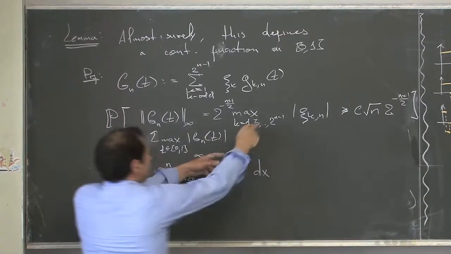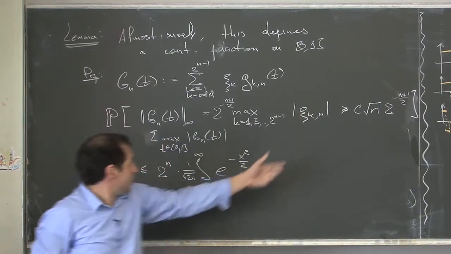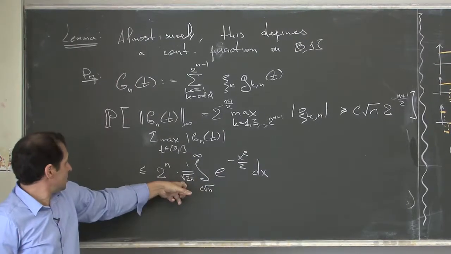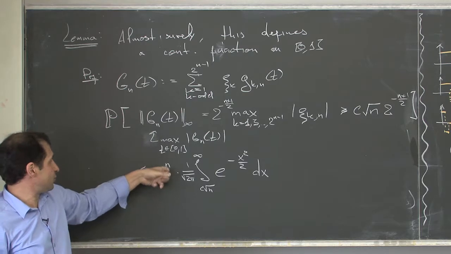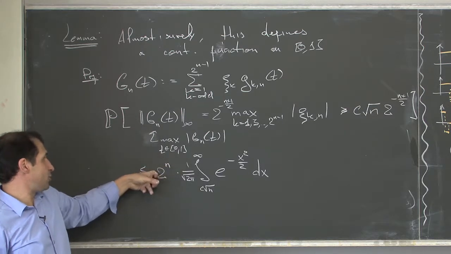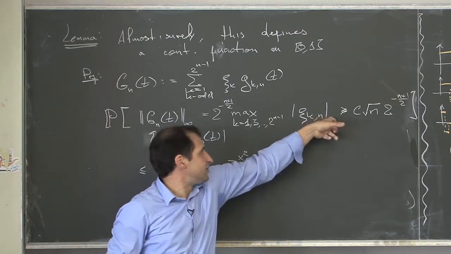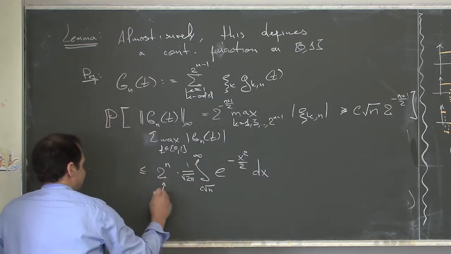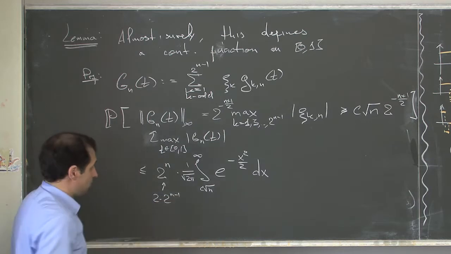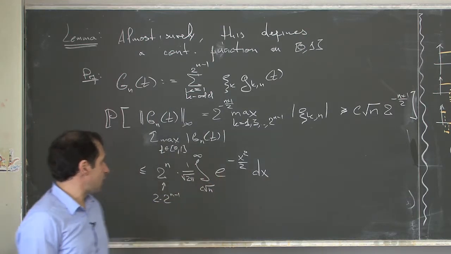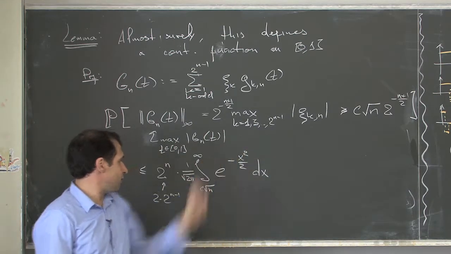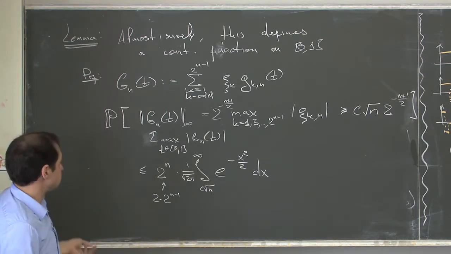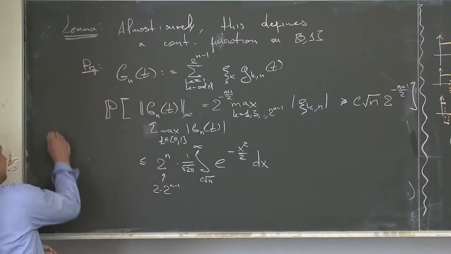I had 2 to the n minus 1 variables, so for each of them the probability is here. I have another factor 2 to the n minus 1, multiplied by 2 because it might happen that this is very positive or this is very negative. And what I need to say is that this is a very small number. So what is the standard estimate for this integral? Just a fact.